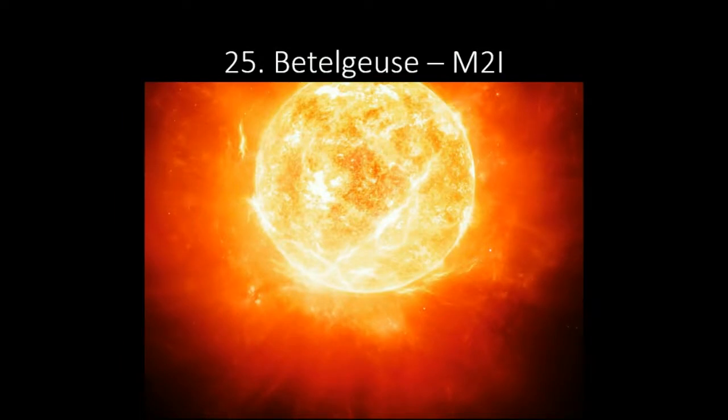Number 25 is Betelgeuse. That's how you say it. M2 Roman numeral 1. This is the star that has been in the news recently because its brightness seems to be varying weirdly, and so people are thinking it could be nearing its supernova time. But most people don't think it's going to supernova today or something. They say it could supernova in a few thousand years. Not looking super likely that we'll be able to see it.